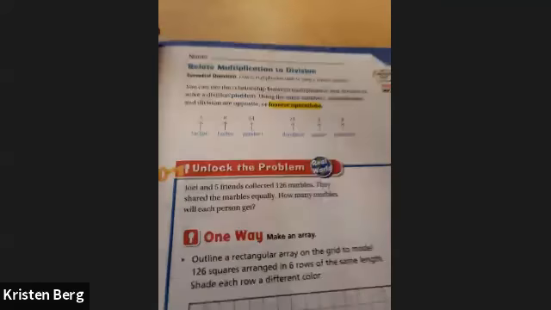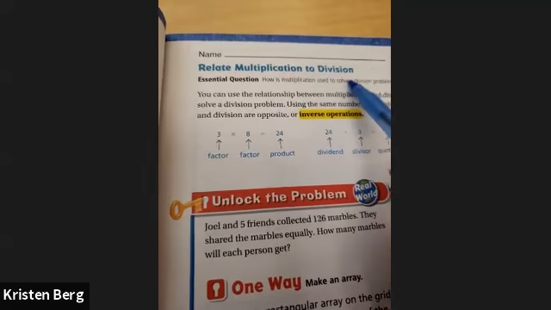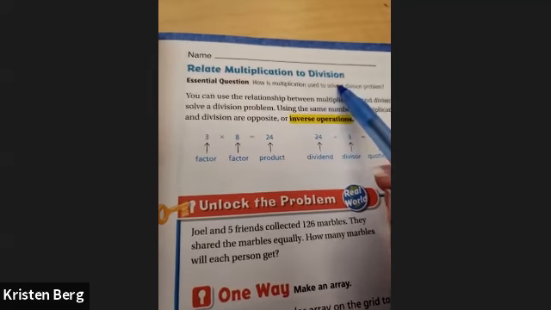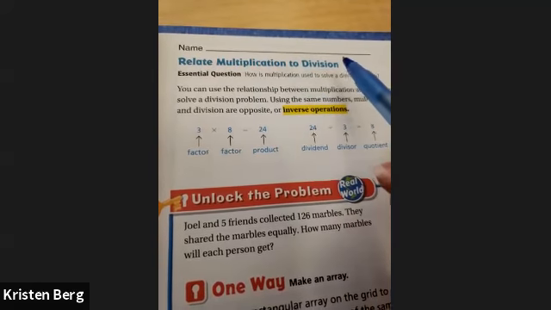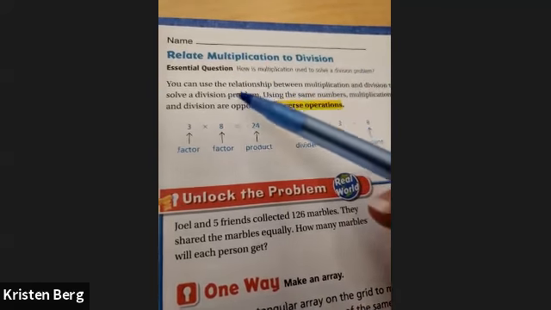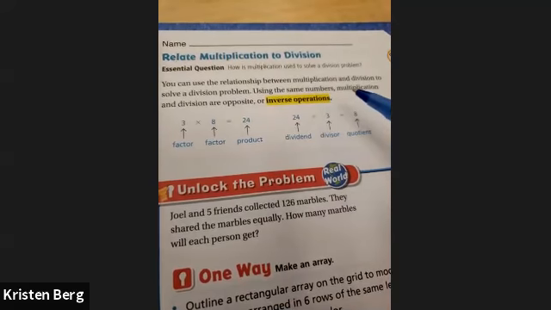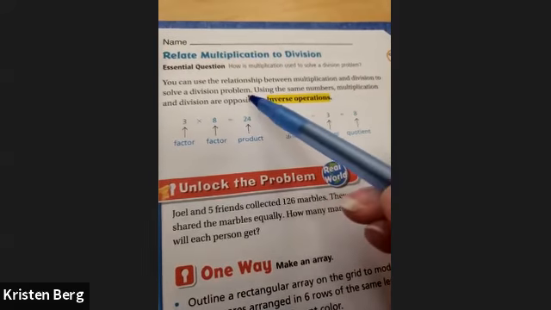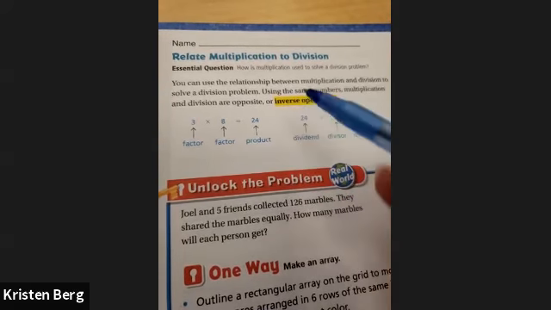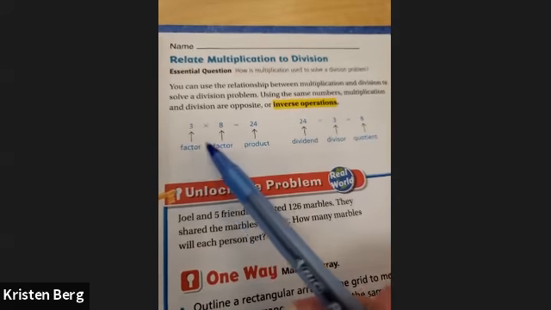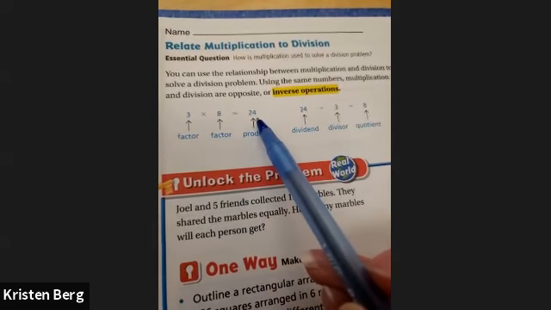All right, so here is what it's saying. You are going to relate multiplication to division, which is fine because division is the opposite of multiplication and multiplication is the opposite of division. So you can use the relationship between multiplication and division to solve a division problem. Using the same numbers, multiplication and division are opposites, or inverse operations, of each other. Here it shows the factor times the factor is the product. So they're giving you 3 times 8 equals 24.